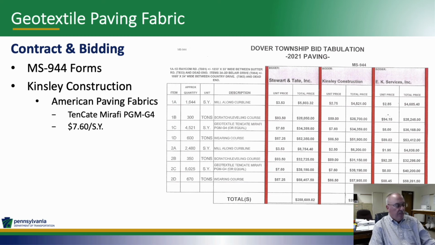So the project, we bid it ourselves utilizing the liquid fuels forms, the MS 944 forms. We had 3 bidders. The bid tab is shown for you there, and awarded the project to a local contractor, Kinsley Construction. Kinsley had subcontracted the paving fabric work to American Paving Fabrics, and as indicated there, we used the 10K Murphy PGM-G4 fabric. The cost installed and supplied was $7.60 per square yard.